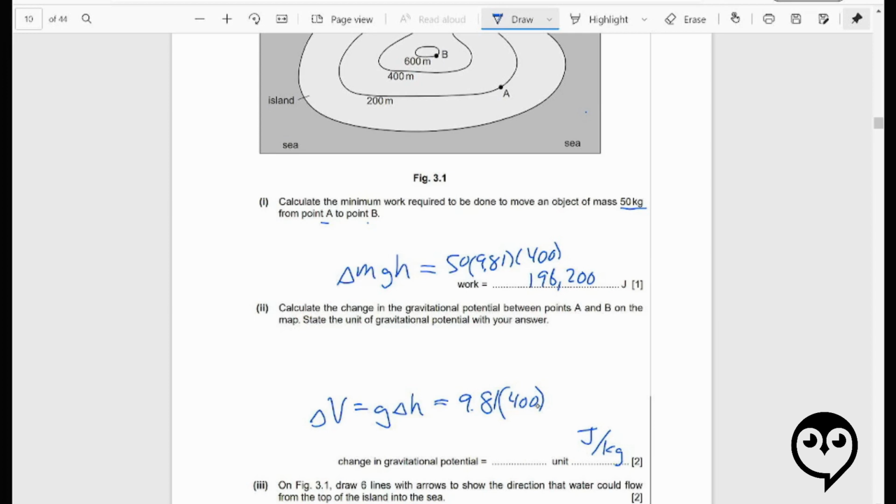Well, it's going to be what we had just done, divided by the mass. Or you could just say, I know potential is g times delta h. Remember that potential is energy per unit mass. So mgh divided by m is just gh, but because it's the change in height, it's the change in potential. So it's g delta h. Either way, 39,024 joules per kilogram.